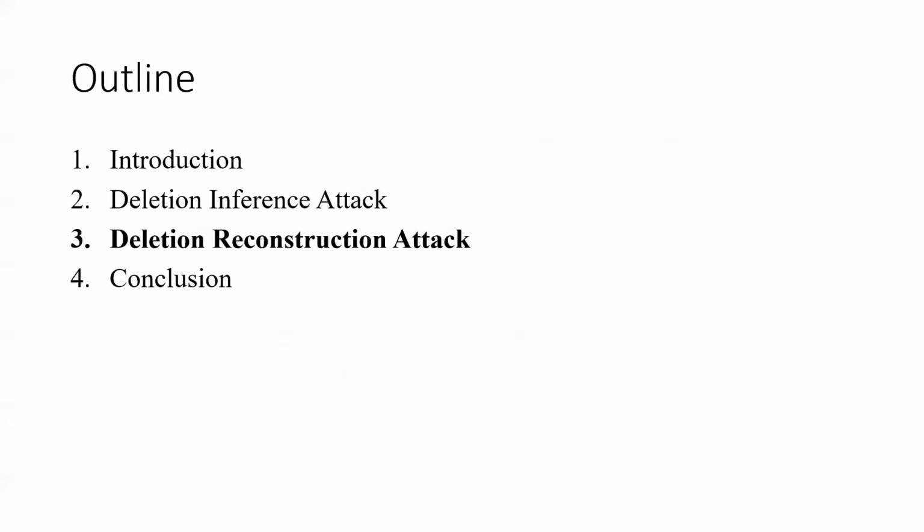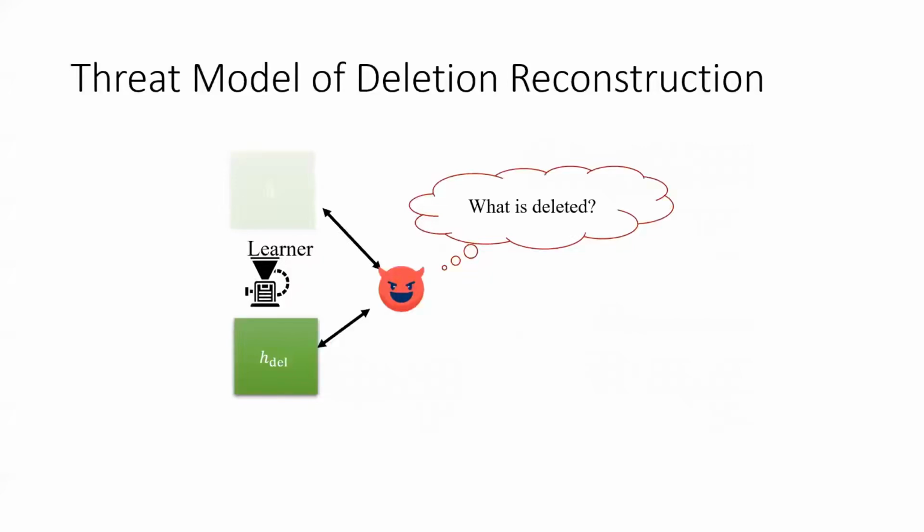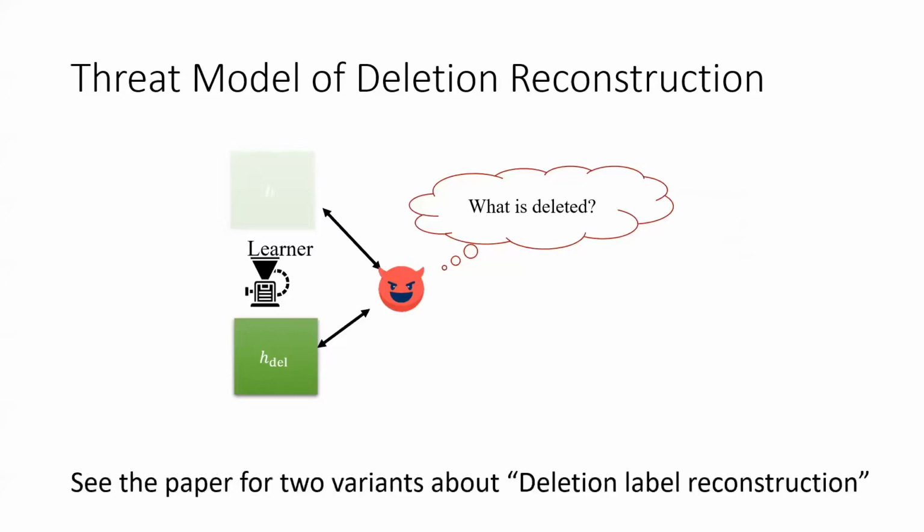We now move on to the second type of attacks, the deletion reconstruction attack. Deletion reconstruction is a harder task. Suppose example E is deleted, and the adversary tries to reconstruct example E from the query. A deletion reconstruction attack is a stronger attack that can reduce to deletion inference, as if someone can reconstruct the example, they can also compare it with the example given by the challenger and tell which one is deleted. We also work on a variant of these models. Please check our paper for a variant of reconstruction that we call deletion label reconstruction.